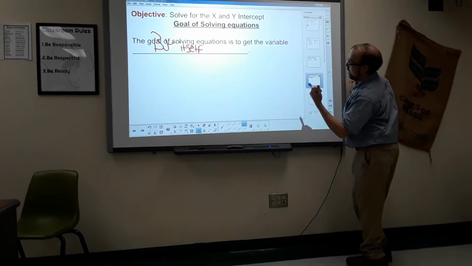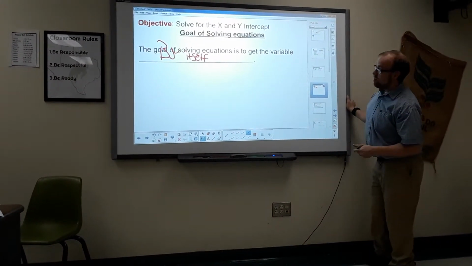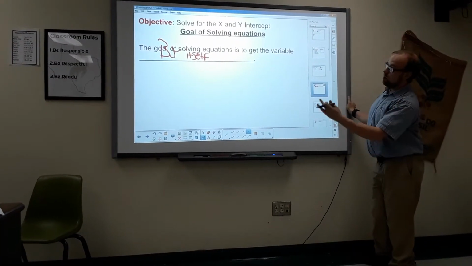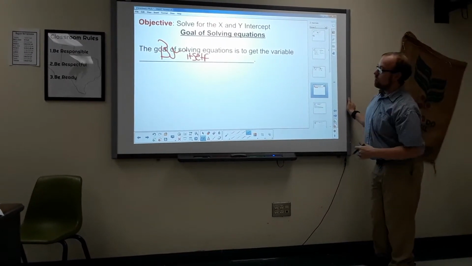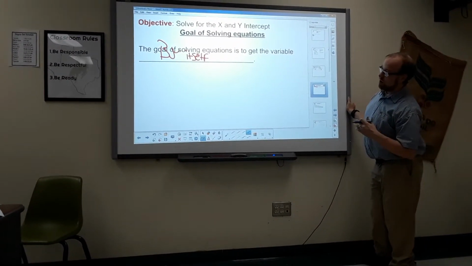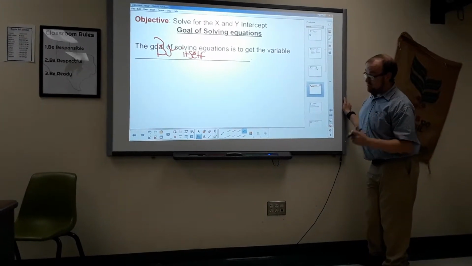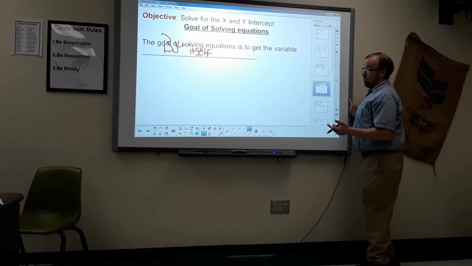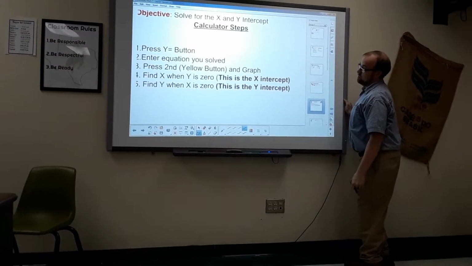Here is number 2. I've already answered this question for you. The goal of solving equations is to get the variable by itself. That side of my smartboard is a little messed up. That's the goal of solving equations. We've worked on this throughout the year, so keep that in mind. We're going to be dealing with equations with 2 variables today.